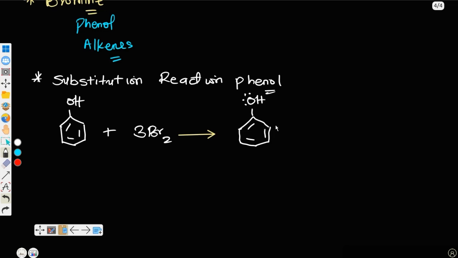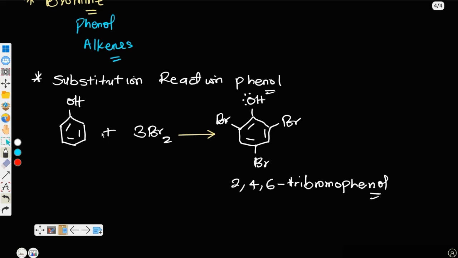So at the end of the day, bromine will be directed either to this ortho position or to this ortho position or to the para position. So we are going to be forming, if you want to count, this is 1, 2, 3, 4, 5, 6. So this is 2, 4, 6. How many bromine? 3. So you call it tribromophenol. So 3 molecules of bromine react with phenol to form 2,4,6-tribromophenol. This is one way by which bromine actually reacts with organic compounds.